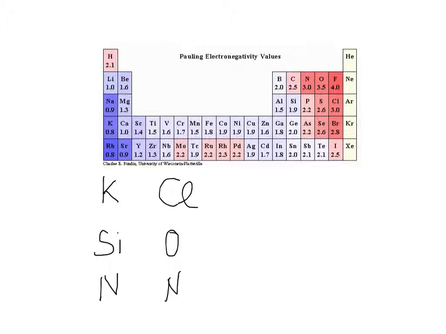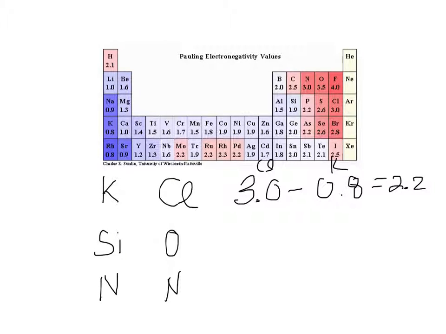Generally what we do is subtract the smaller one from the larger one. So we get 3.0 for the chlorine, subtracting 0.8 for the potassium, and we get 2.2. And we know that is in the range for ionic, and we know that potassium chloride is an ionic bond because A, the electronegativity difference is 2.2, and B, it's a solid at room temperature, and that B part is important. We'll show you that. There's a few examples where you do have high electronegativity differences, but you still have covalent bonds.